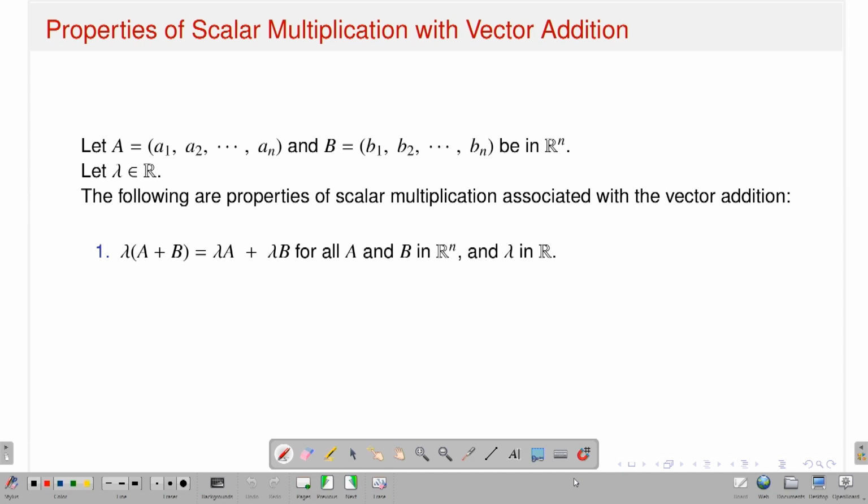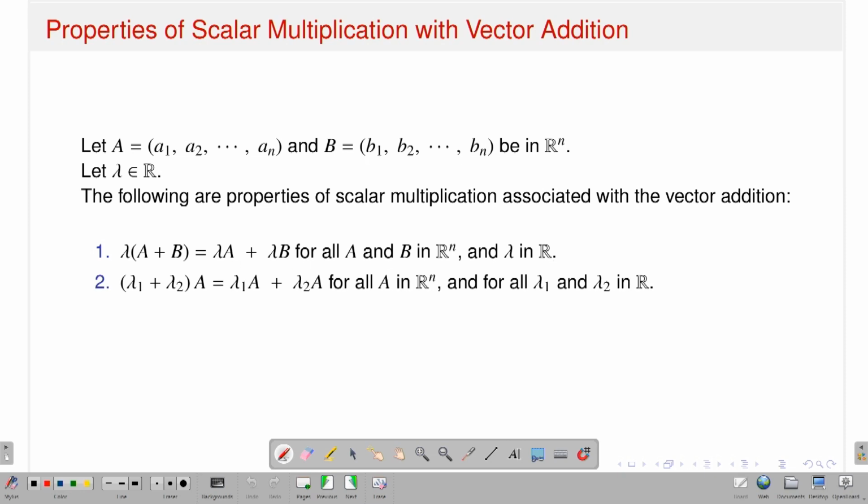Next, we will see the properties of scalar multiplication associated with vector addition. Take A and B as vectors in Rn, and lambda as a scalar from the set of all real numbers. Then lambda times (A plus B) is equal to scalar multiplication lambda A plus scalar multiplication lambda B, for all A, B in Rn and lambda in R.